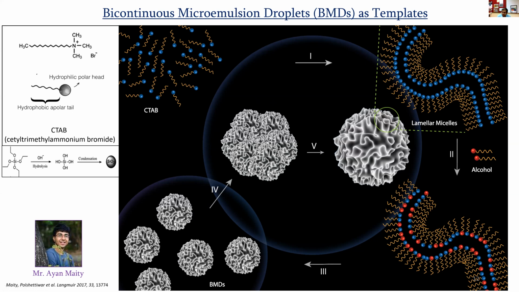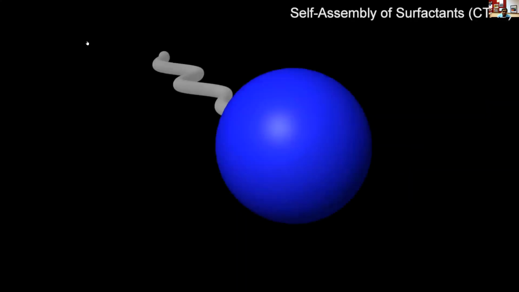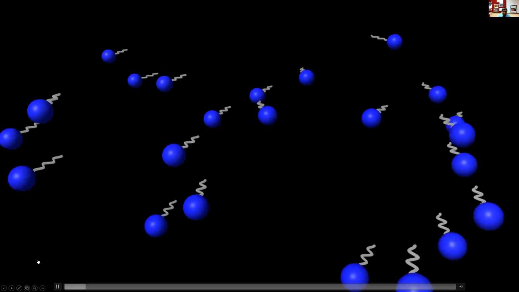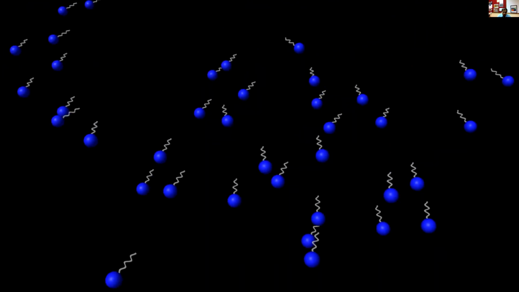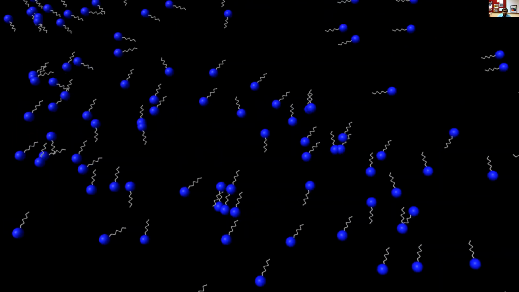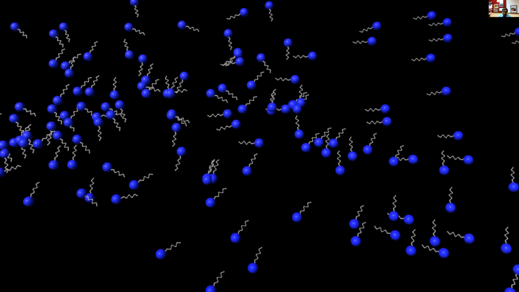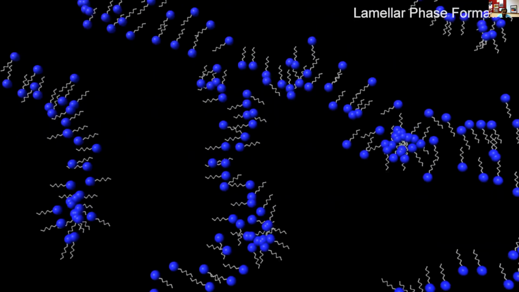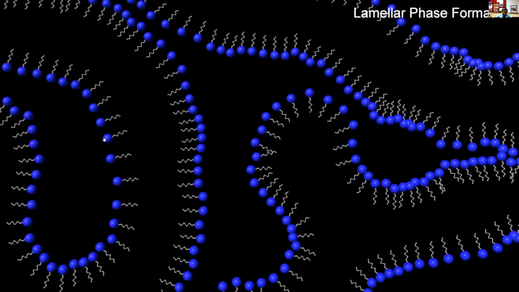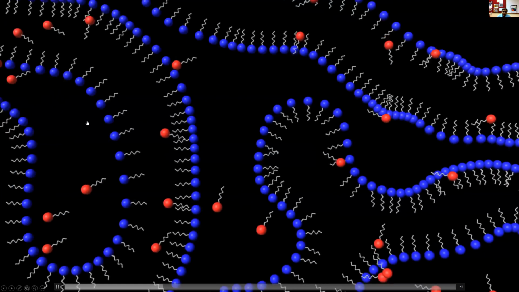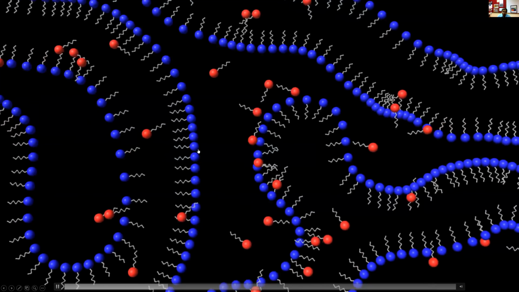I will show you the animation to understand this better. So these are the CTAB molecules. The blue ball is this quaternary nitrogen. That extended line is the C16 cetyl group. And then when you add them into a solvent, our solvent is water and xylene, and the concentration of the CTAB is such that they form these lamellar phases. And once they form the lamellar phases, we add one more co-surfactant, say pentanol or hexanol. They will go in between these quaternary nitrogens, minimize the repulsion between them, and that stabilizes these interfaces.